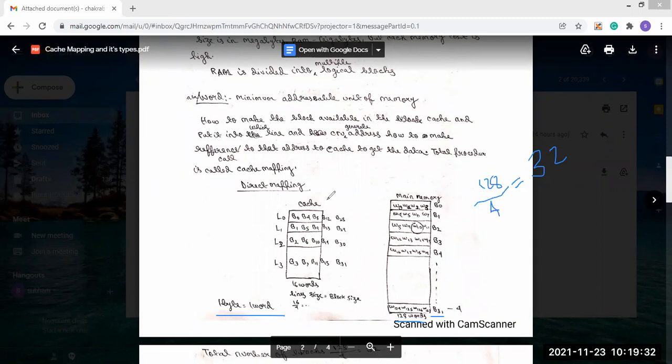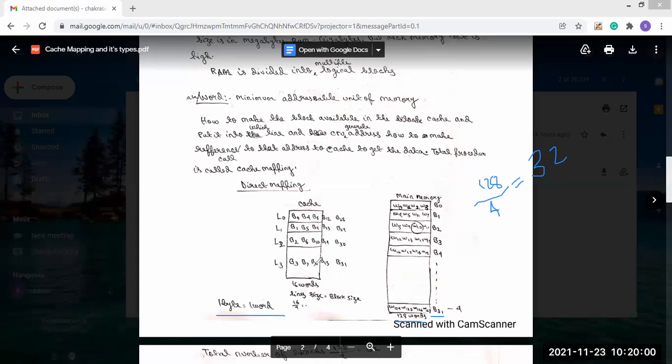We have to map that. The CPU will generate some address to make a reference to the cache to get that particular data, because the CPU is accessing from the cache. That means the CPU will generate an address for a word, and this address is a reference to get the data. So which data it will get, this is the mapping.